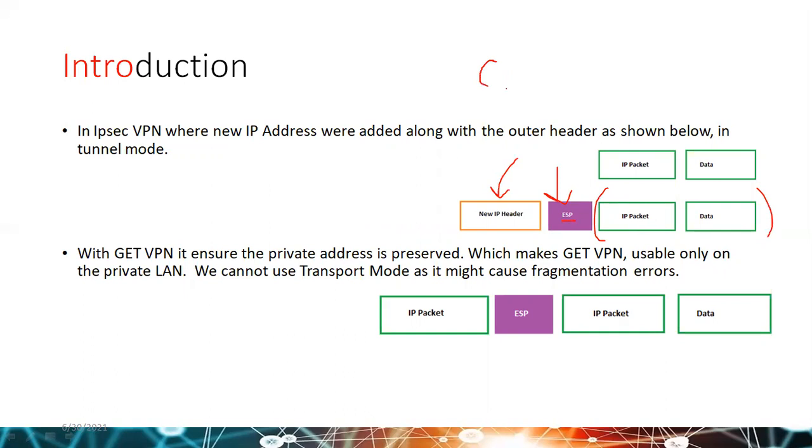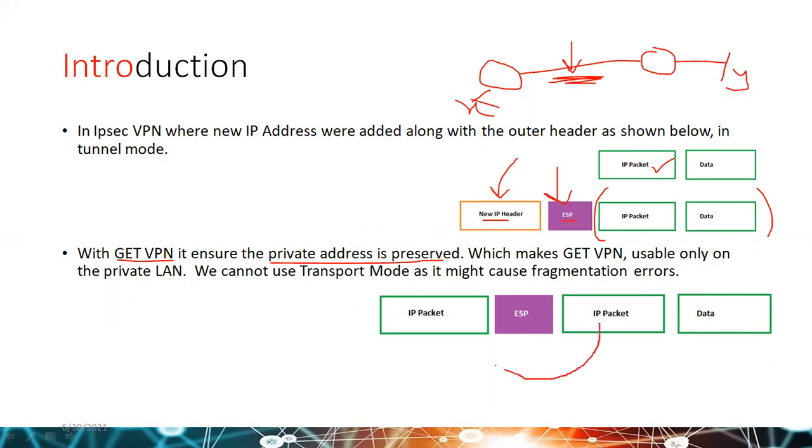ESP. What I mean is, for example, the two routers are over the network and they're trying to protect network X and network Y, which are the original IP packets. With IPsec VPN, ESP will encapsulate the traffic and add a new IP header outside. So anyone who is sniffing on this network cannot see whether it is X and Y who are trying to communicate. But in GET VPN, it ensures that the private address range is reserved.